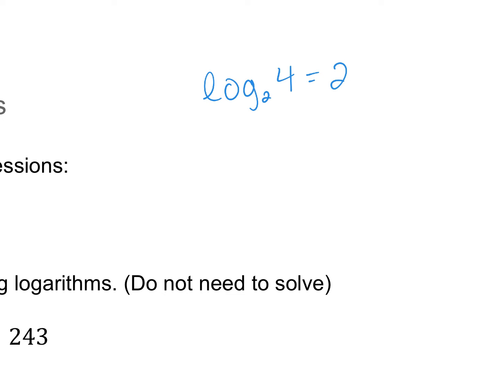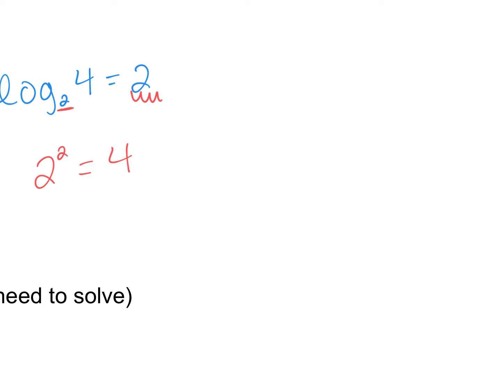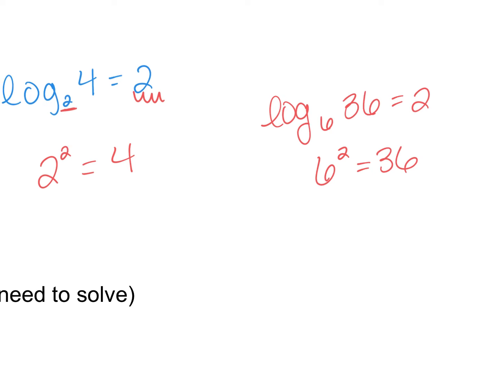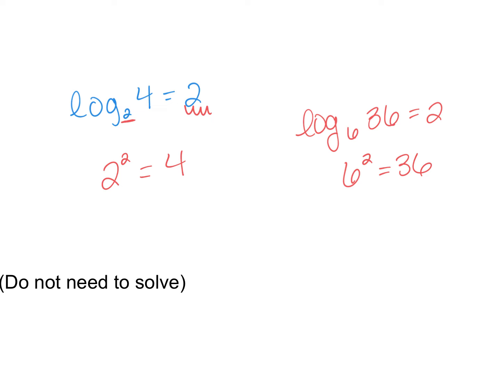So what does that mean? So I'm going to take this 2, raise it to this power, 2, and that's going to equal the middle number, 4. Right? Is that true? 2 to the second power is 4? The answer is yes. Okay, let's do another one. Log base 6 of 36 equals 2. So this is like 6 to the second power equals 36. This is true. So that's how you would go back and forth.